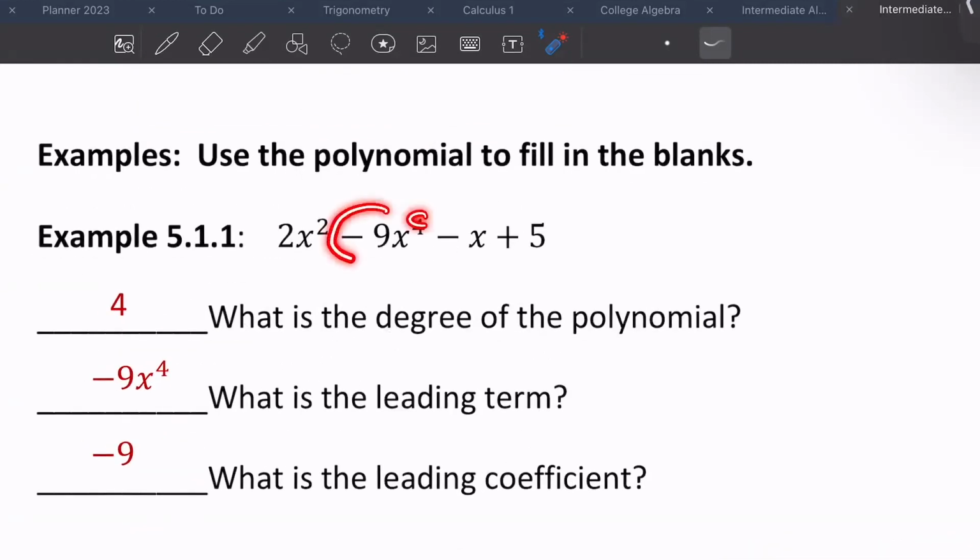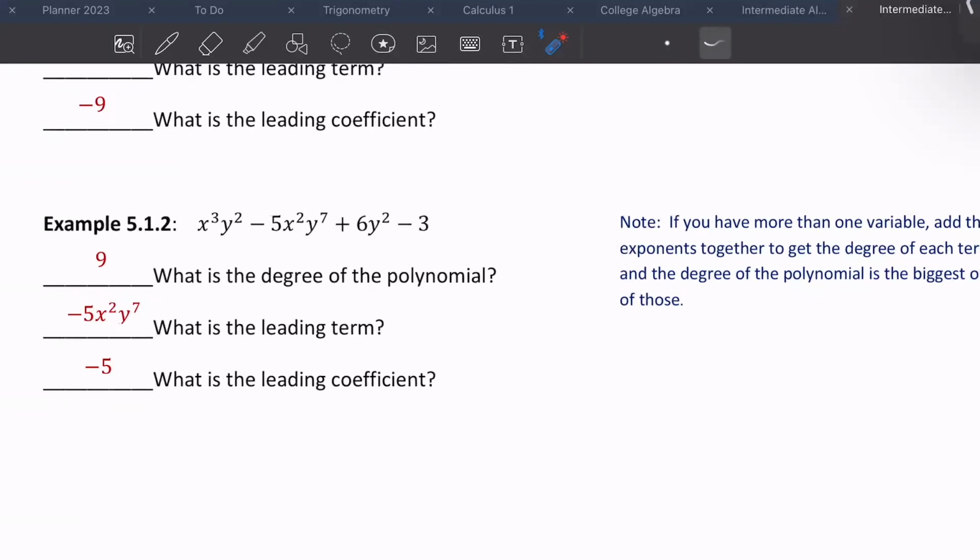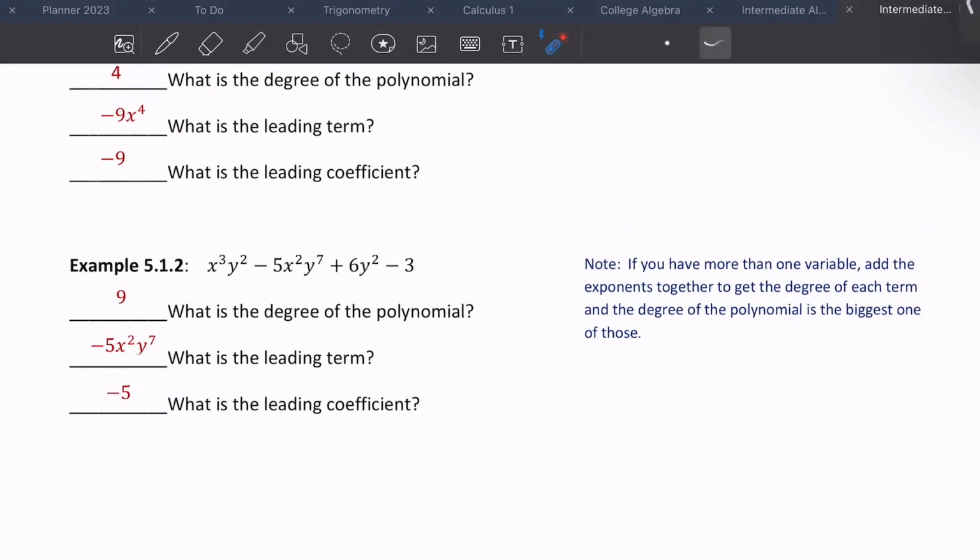So this is the leading term. The leading coefficient is just going to be the number attached. Okay, so it really all hinges upon what is your degree of the polynomial. Everything kind of trickles down from that. Okay. In this one, you notice the difference between this one and the last one is we have x's and y's running around instead of just x's, right?